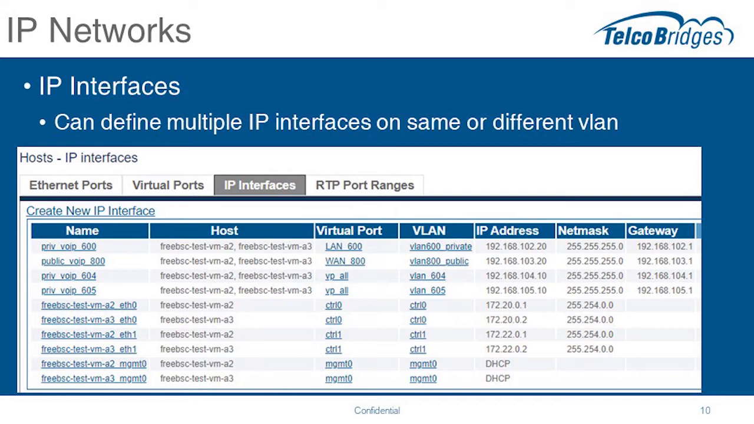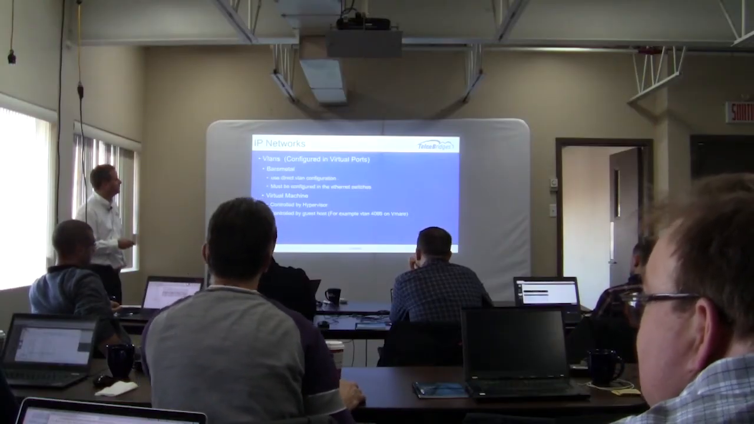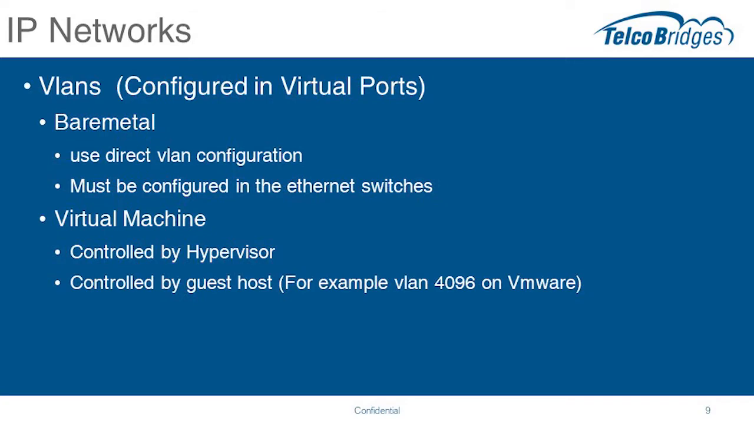Can you go back two slides? Yeah. You see, when I look at your bare metal, it says you use direct VLAN configuration. Yeah, it must be configured in the Ethernet switches. So that means the VLAN has to be configured on the port? Yes. I cannot define it in the SBC software, because let's say I have 4 ports, and I'm bonding all 4 ports, like an EtherChannel. In the SBC, can I define the VLANs there? You can define the VLANs there, yes.